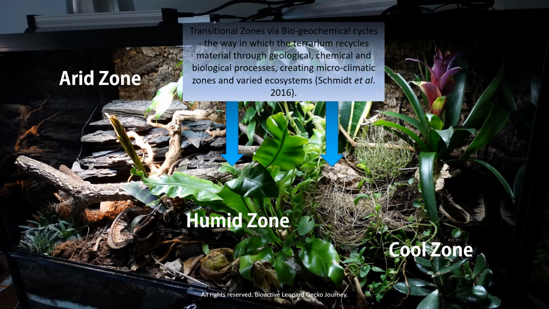So this landscape mosaic theory by Cormady can be applied to the design of the terrarium. And we have different fragmented zones, the arid zone, the humid zone, and the cool zone, which are each divided by transition zones, which help to create microclimates within the terrarium and varied ecosystems, which are fueled by biogeochemical cycles. And that's basically the way in which the Earth recycles its material through geological, chemical, and biological processes.